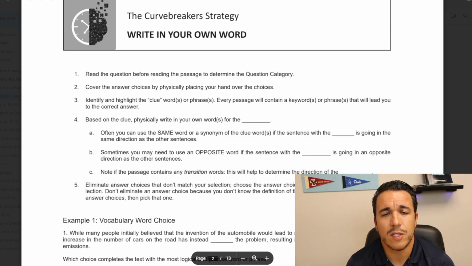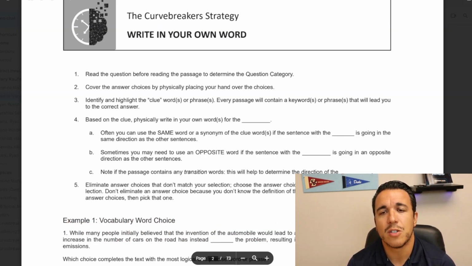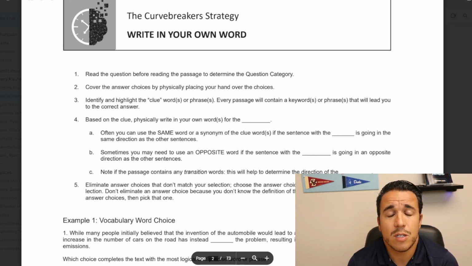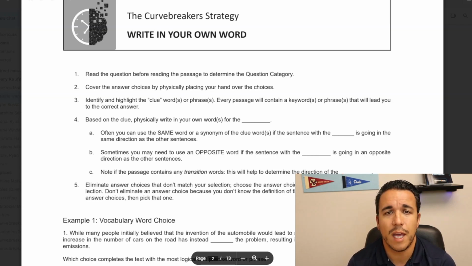So let's go over the steps that we want to take to answer this kind of question. Number one, you want to make sure to read the question stem first, because that's so important to make sure that you're looking at the question the right way. Obviously, for these vocabulary questions, the question stem is going to be the same every time, but as the test goes on, the English portion, the question stems change. So you want to make sure that you're paying attention to what question they're actually asking. For these questions, we know they're asking us to fill in the blank with a proper word.